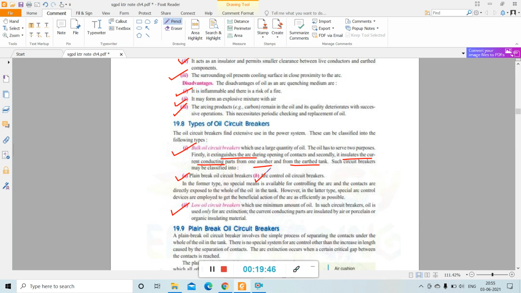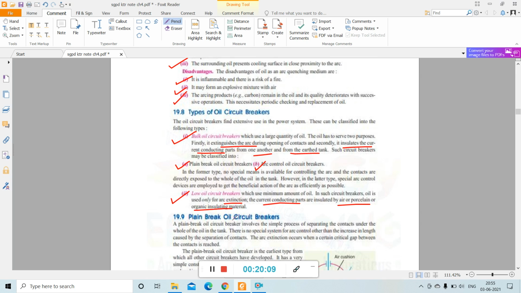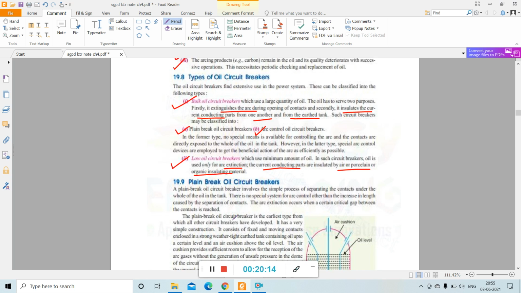Okay, so we will discuss in detail all these types of oil circuit breakers. In a low oil circuit breaker, we use a minimum amount of oil, and in such a circuit breaker the oil is used only for arc extinction. The current conducting parts are insulated by air, porcelain, or organic insulating material. First we will discuss the plain break oil circuit breaker, then the arc control oil circuit breaker.